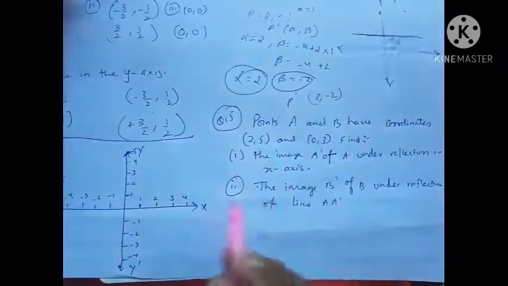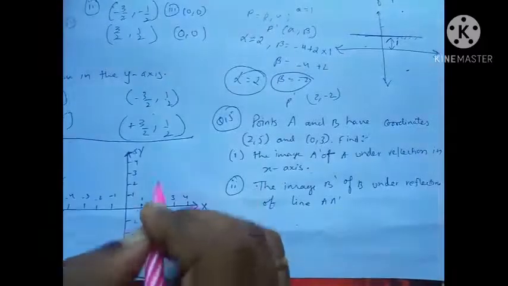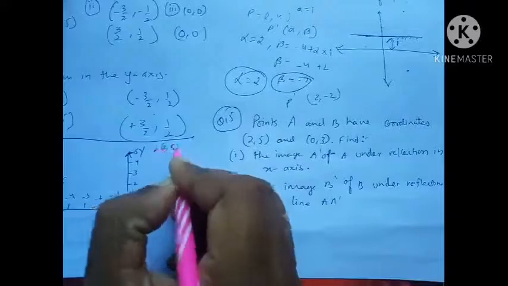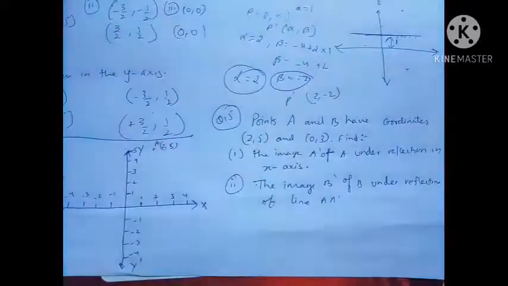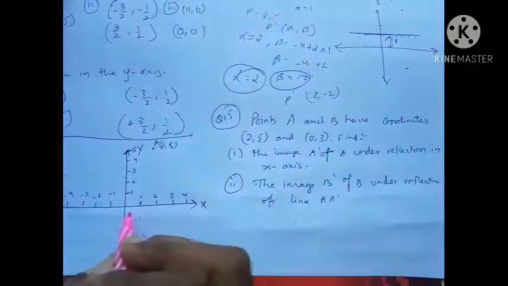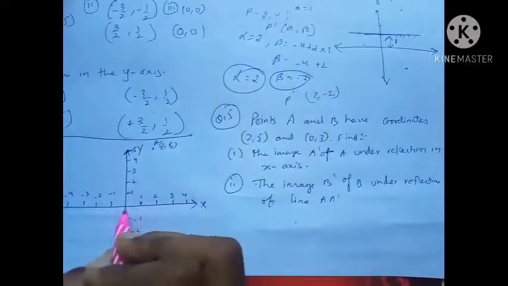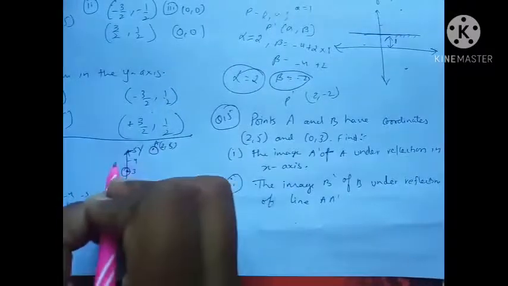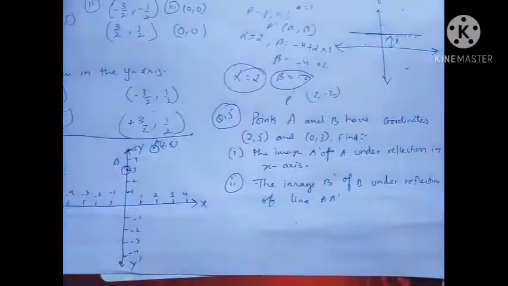So I'm going to plot the first point, that is 2, 5. 2, 5 is going to be somewhere here, and this is A. And B is going to be 0, 3. 0 is here, and 3 is going to be over here. So this is A, this is B. I hope you guys are getting this.